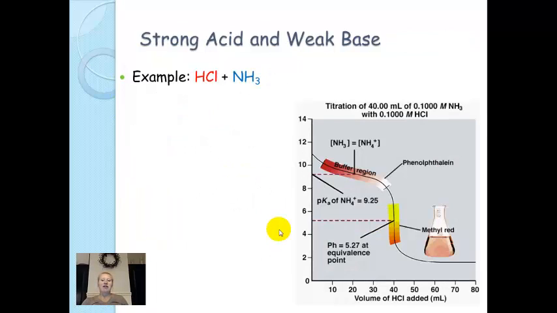Now, if we have the opposite, a strong acid and a weak base, for example HCl and NH3, here we're starting with NH3 and we're slowly adding HCl. Again, we get this buffer region set up, so right here, halfway to the equivalence point, we can use Henderson-Hasselbalch to find the pH. And as you can see, now we have a strong acid, so at our equivalence point, the pH is going to be less than 7 because the strong acid is going to determine the pH there.